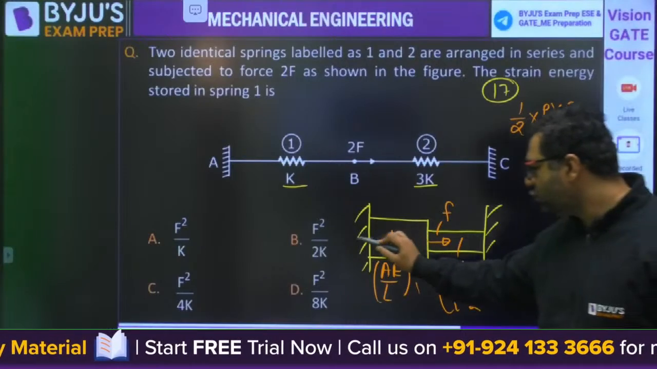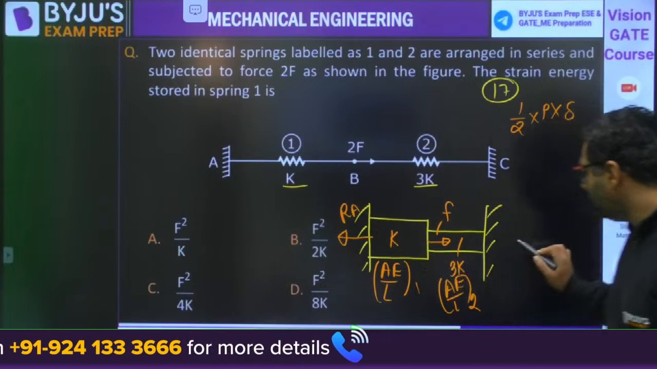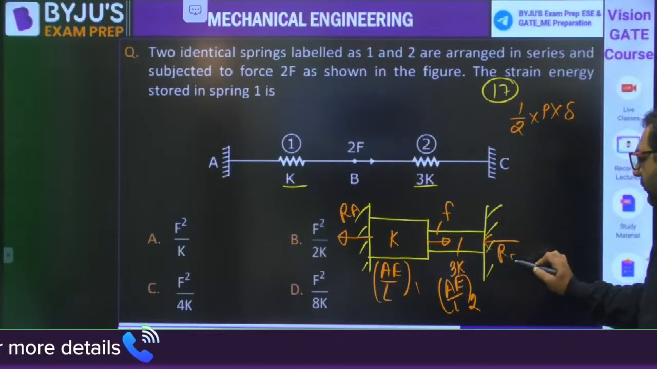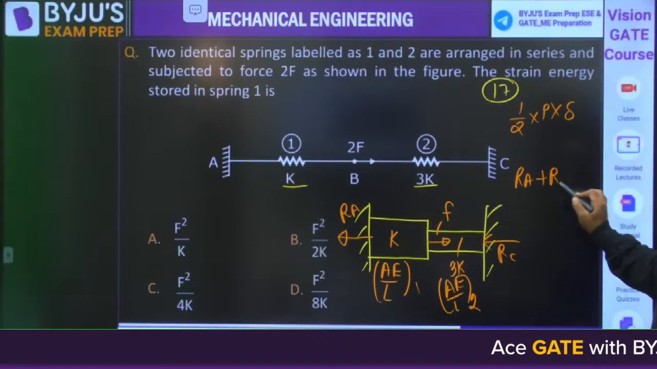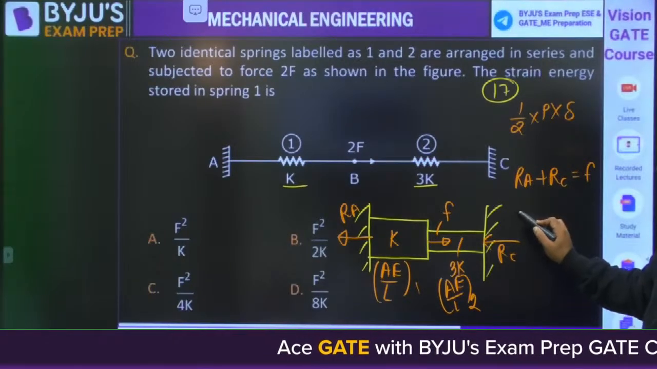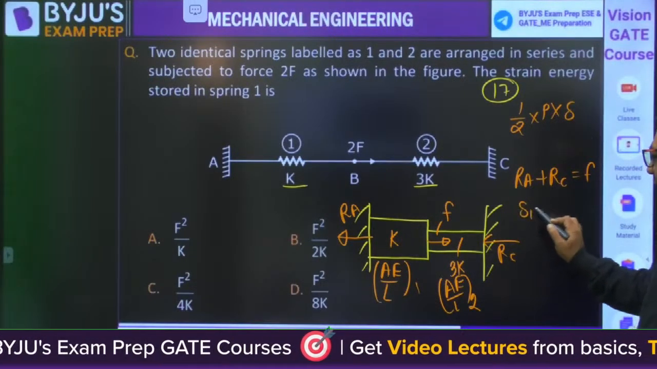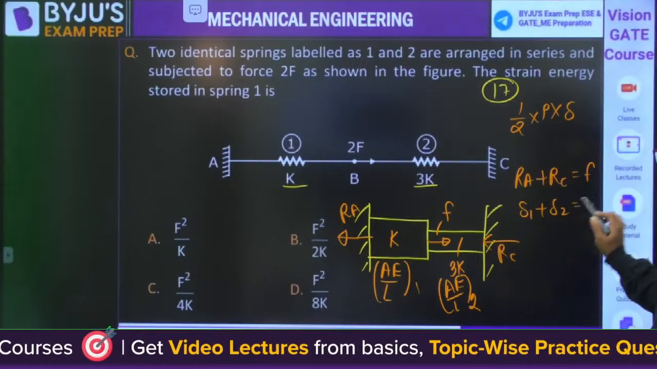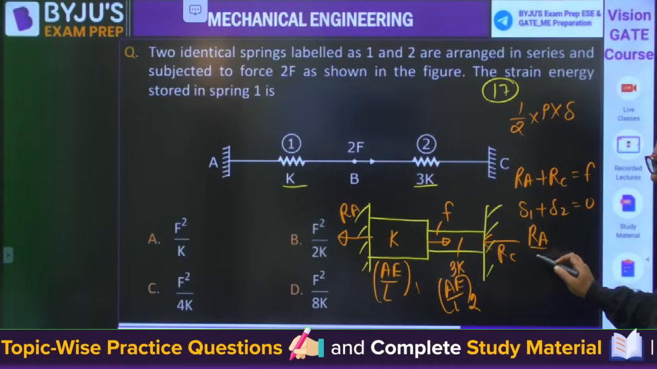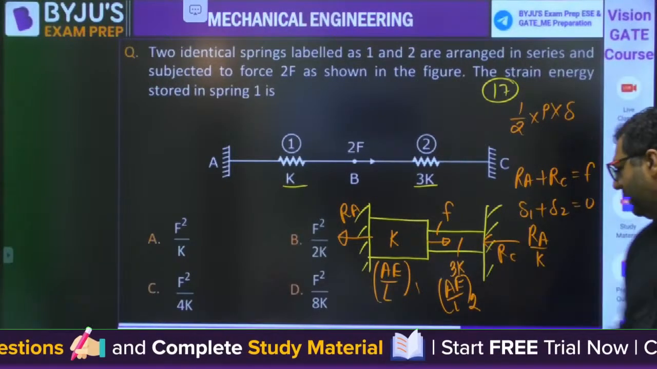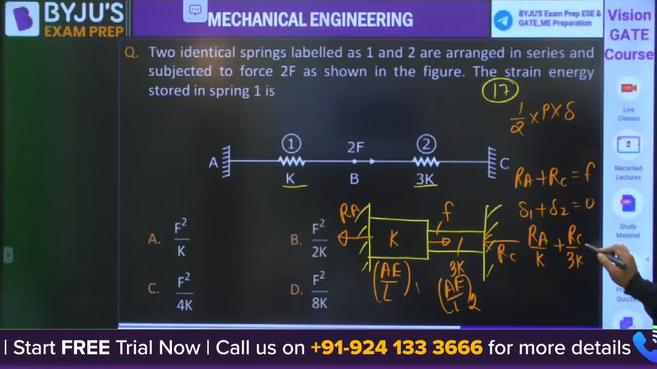So you will assume a support reaction here. If this is A, it will be RA, and one support reaction here, this is RC. So you know that RA plus RC is equal to F. And also you know that delta of 1 plus delta of 2 is 0. So you can write RA by K, because stiffness is AE by L, plus RC by 3K, that will be equal to 0.